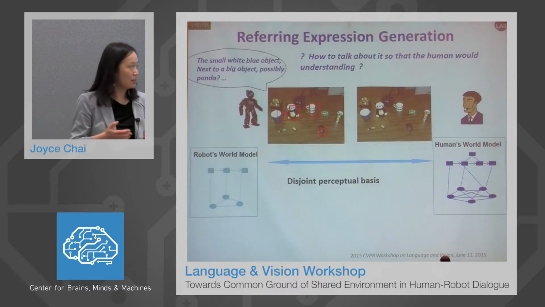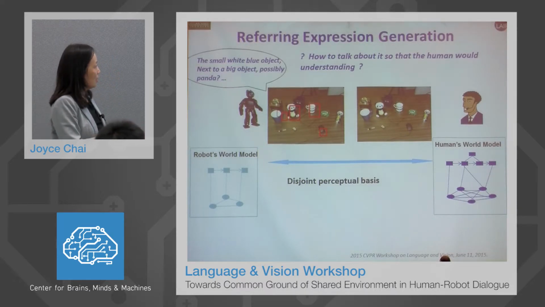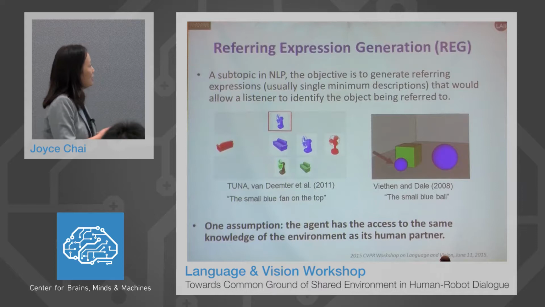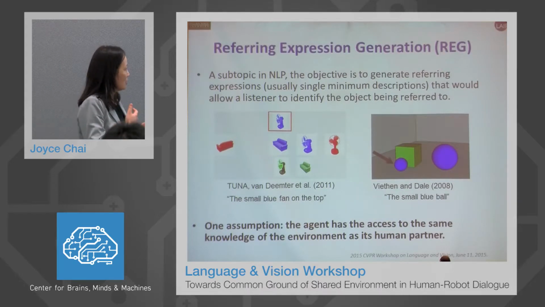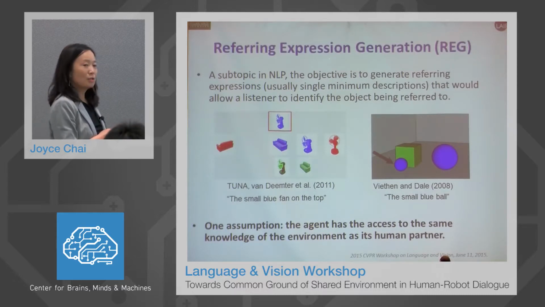Okay, so next I'm going to switch gears to talk about the other side of the coin of a similar problem. This is language referring expression generation. The robot will also need to be able to describe its own representation so that the human knows what the robot is talking about. Referring expression generation is a subtopic in natural language processing, and mostly it is about generating a single minimum description that would allow the listener to identify the target among a bunch of objects. Mostly this work is done using artificially generated scenes or virtual environments, so there is a strong assumption that the agent has complete knowledge of the environment.